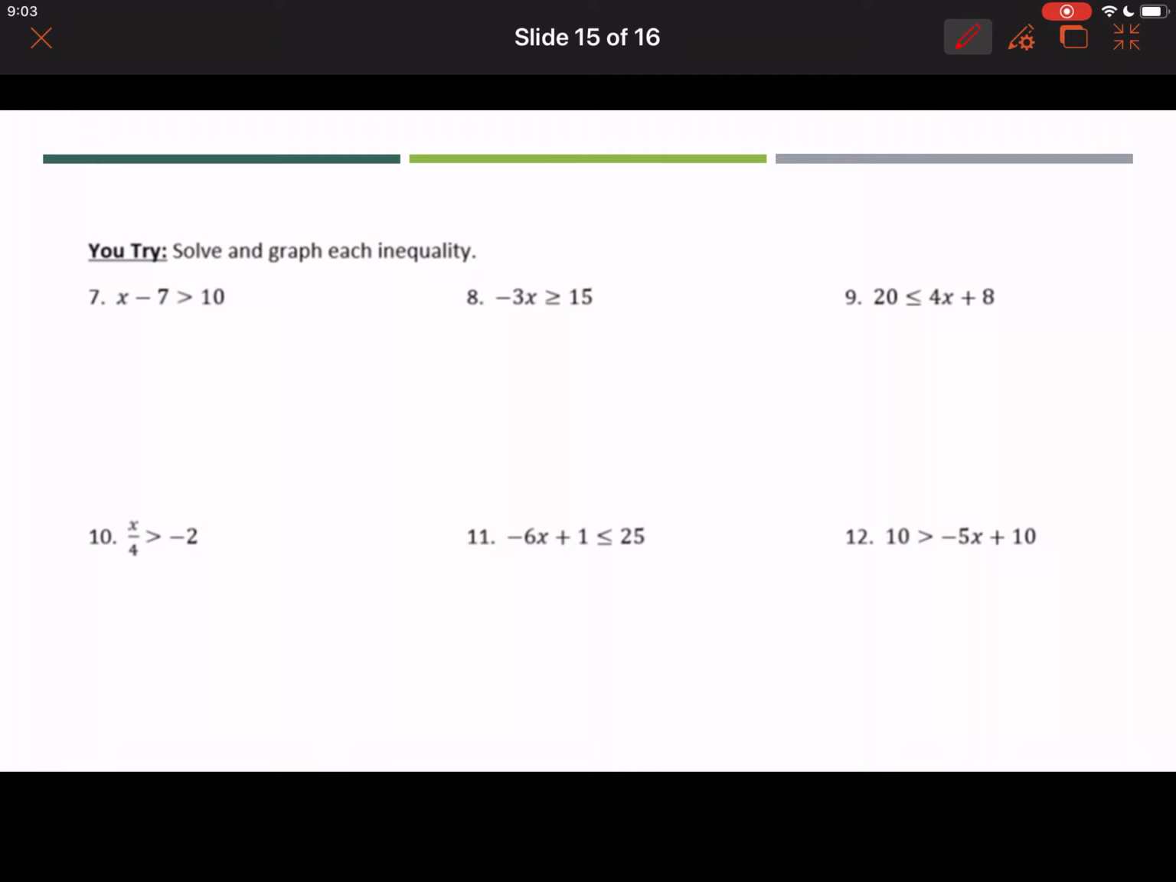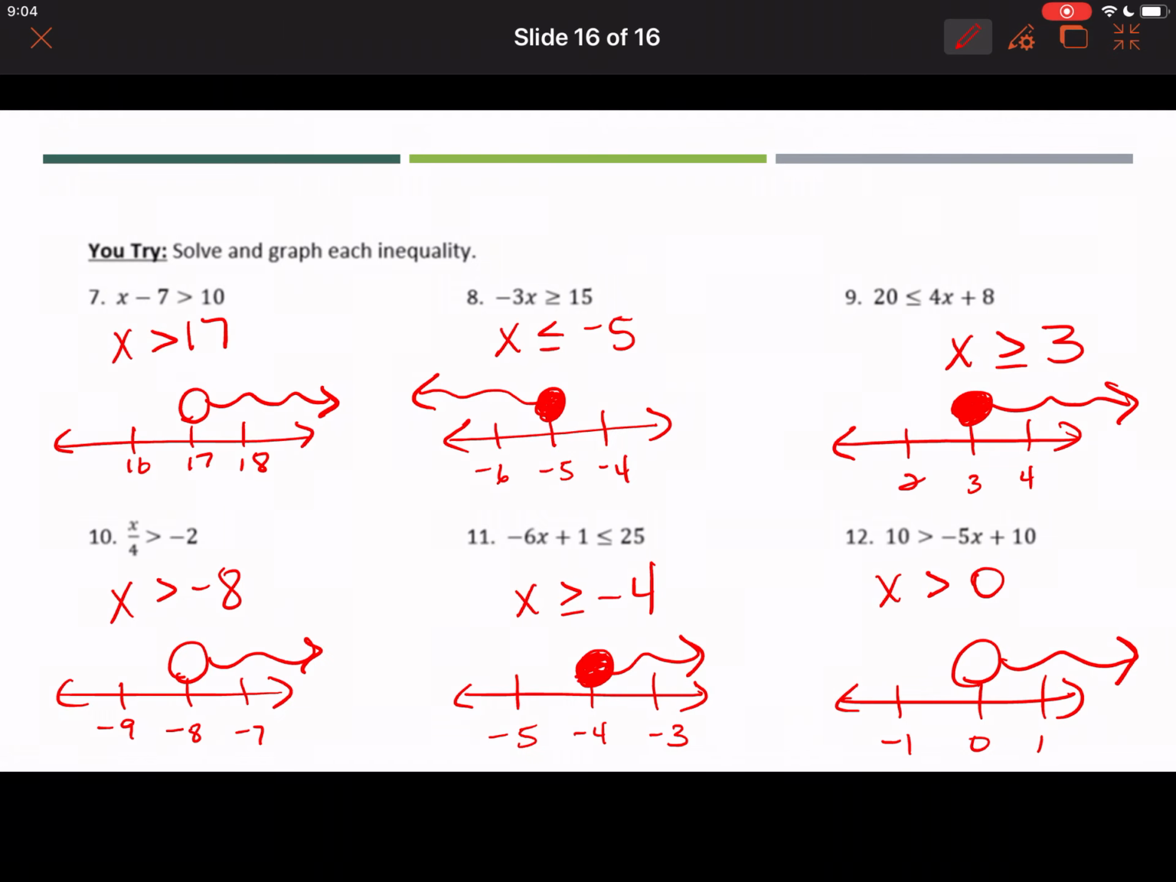Okay, welcome back. So some of these might have been a little tricky. For some of these, like number 10, you're going to have to multiply. Number 12, you might have solved. And number 9, you might have solved and the x was on the right-hand side. So you might want to flip to make graphing a little bit easier. But either way, here's your solutions.